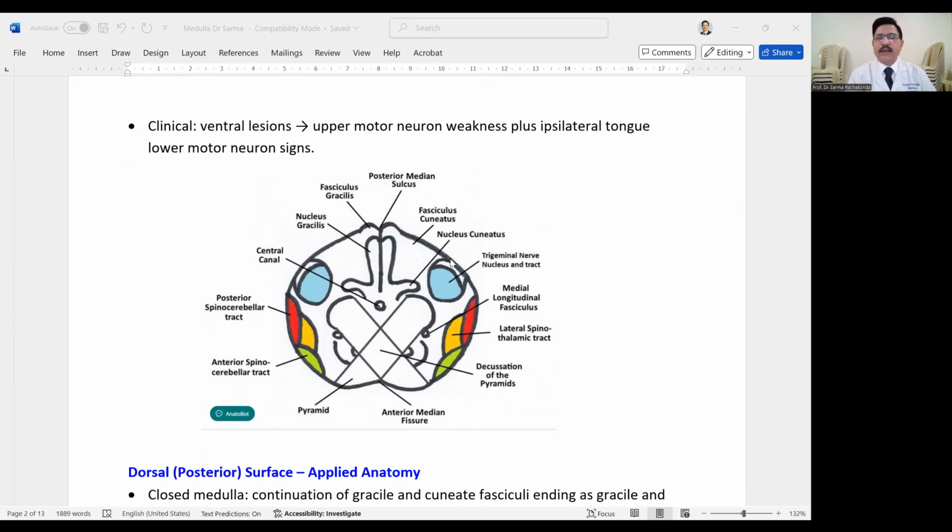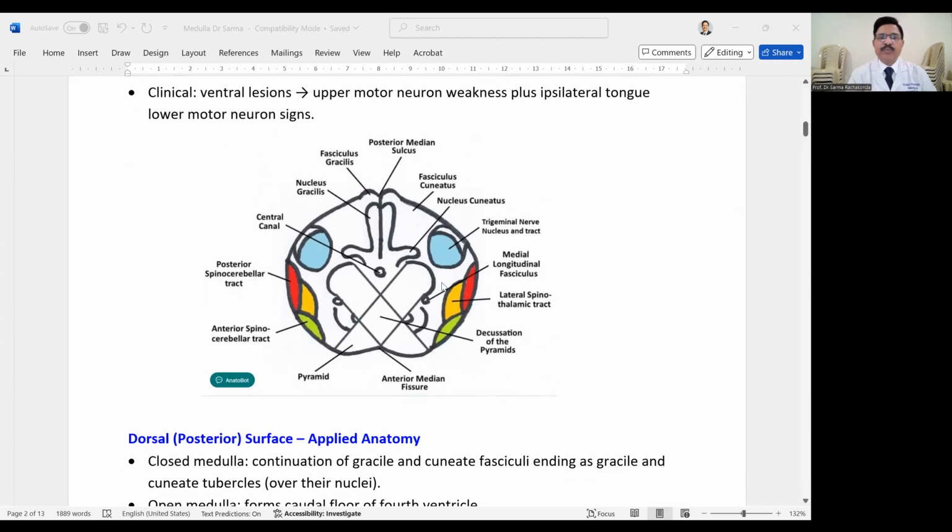These are the trigeminal nerve nucleus and the tract of the trigeminal. This is the spinal nucleus of the trigeminal nerve, which descends via the medulla into the spinal cord. Then you also have the medial longitudinal fasciculus. What is the medial longitudinal fasciculus? It is the one which connects the eye movement nuclei.